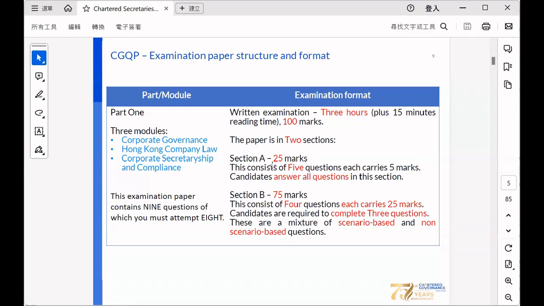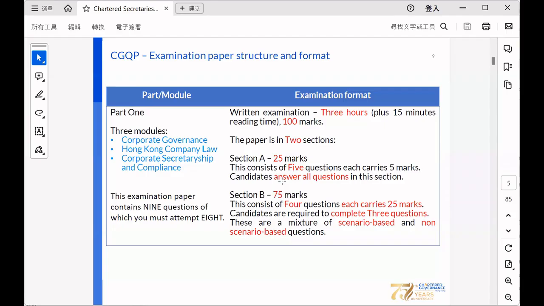And there are 2 sections. A is 25 marks. So it consists of 5 short questions. We'll look at some of these short questions before. And again, you can see that even though it's a 5 marks question, as a rule of thumb, probably you have to think about 5 points or 10 points for each of the questions. See if you can make 5 separate points in your answers.